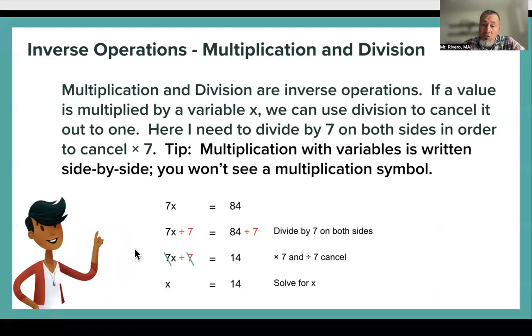Again, multiplication and division are inverse operations. This equation is read 7x equals 84. Multiplication with variables is written side by side, so you won't see a multiplication symbol when you see a letter next to a number. Here, I'd need to divide by 7 on both sides in order to cancel the times 7. And so we get 14 on this side and 1x on this side, or we just write x equals 14.